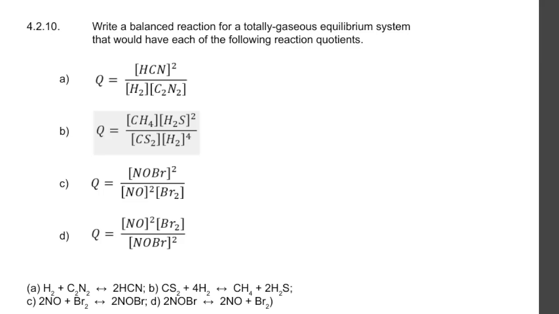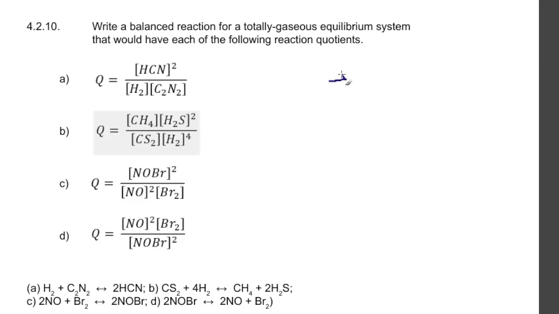Bit of a change up here. We've had a whole bunch of "we give you a reaction and you write the reaction quotient for it." Now, what if it's the other way around? What if you find the reaction quotient and you're thinking, what did this come from? It's possible to figure that out.